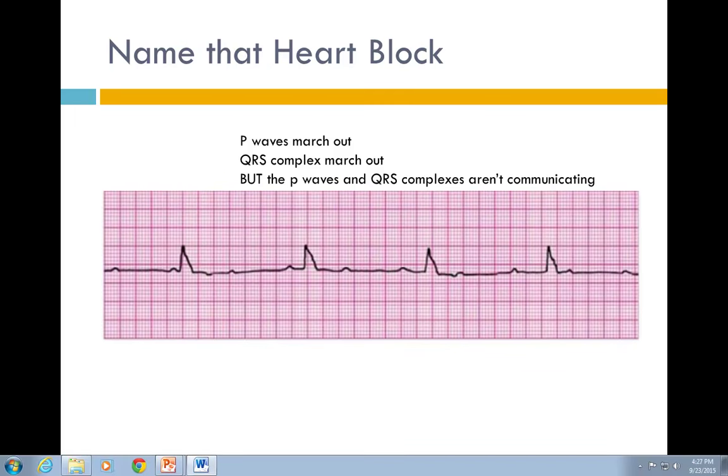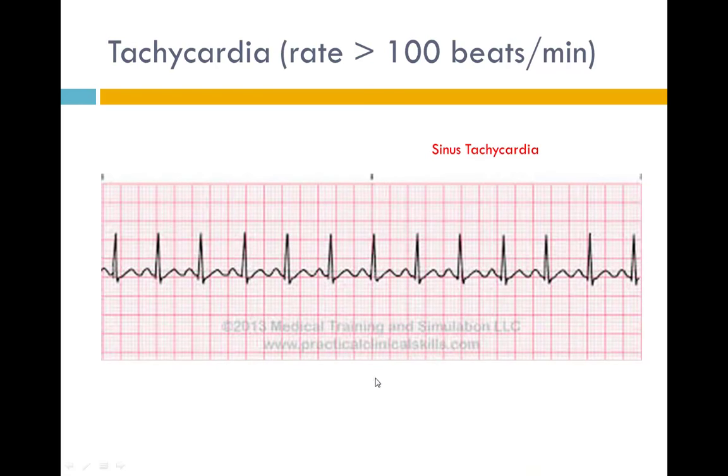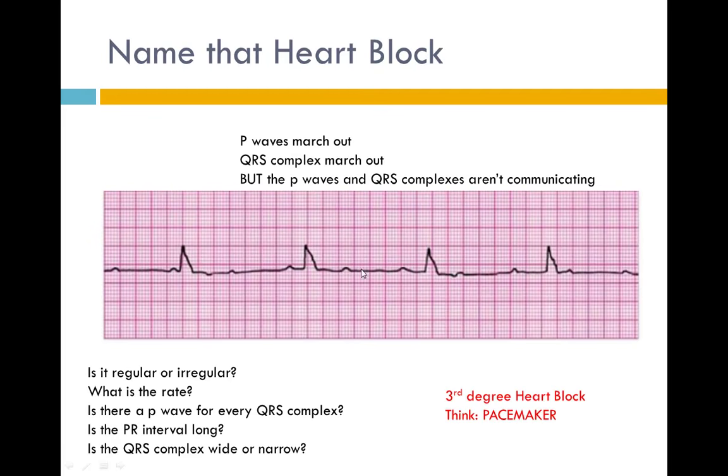All right, so let's see if we can name this rhythm. Is it regular? No, not really. It doesn't look regular. The rate is slow. I would want to palpate the pulse if I saw this rhythm. There's not a P wave for every QRS, and it's difficult to measure a PR interval. Since the P wave doesn't appear to be consistent in lining up with the QRS complex at all, right? You don't see the P waves lining up. The QRS is wide but regular with each other. Did you guess it? Do you guess what this is? Again, you're at the bus stop and the bus keeps passing you by. You got to think of a pacemaker with this patient, all right? This is third degree heart block.